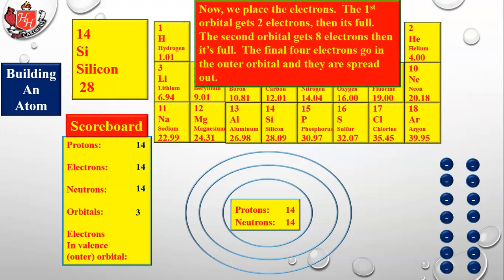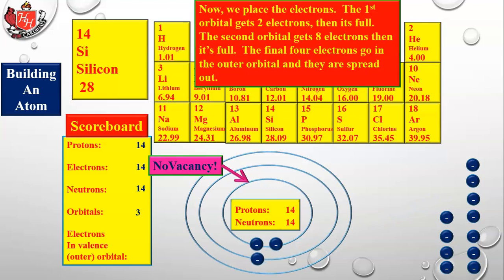The first orbital gets 2 electrons. The first orbital has 2 elements in it, hydrogen and helium, so it can hold 2 electrons. So there's the first, and there's the second. Okay, all other orbitals can hold 8 electrons. So the second orbital gets 8. Now watch how I place them. Oh, by the way, there's no vacancy there. You can't put any more in the first orbital.